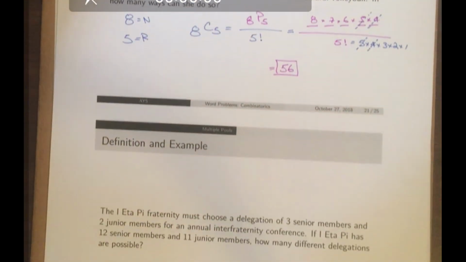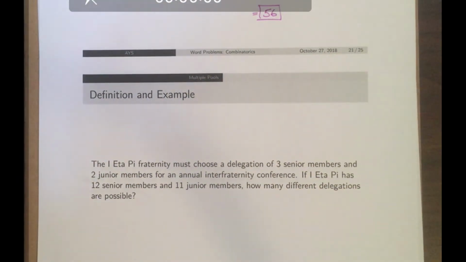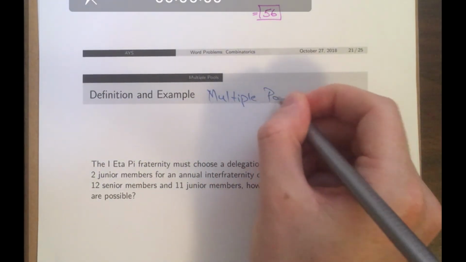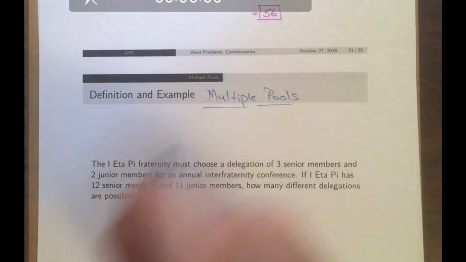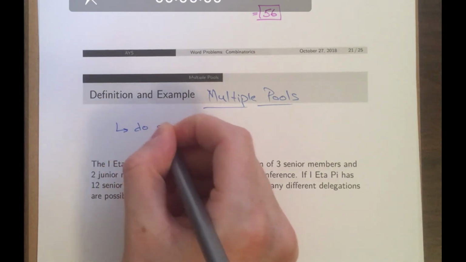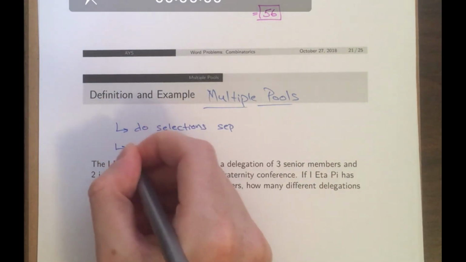The last topic we're going to do, inshallah, is multiple pools. It says it right there. It's kind of small. Right here. Multiple pools. So this is when you have multiple selections. The name of the game is to do the selections separately and then multiply. So step 1, do the selections separately, and step 2 is just to multiply.